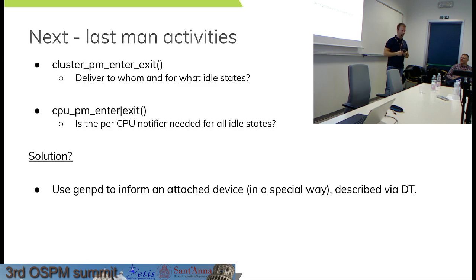So first of all, to actually be able to deal with these last man activities that I was talking about in the beginning, typically when the cluster is going to get power collapsed, you want to inform some clients on the system to deal with these last man activities. The obvious thing we could already do today is to use the CPU PM notifier and cluster PM notifiers, and that is already being used in the kernel today, so why not use them?